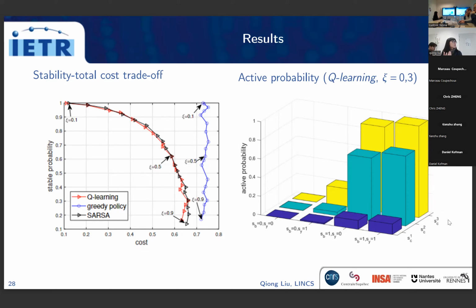So the reinforcement learning based policy tells us that if a transmitter experiences a good SNR level and the buffer is not empty, it will tend to be active with a probability of 1. If the channel is in the middle state and the buffer is not empty, the transmitter will be active with a probability of around 0.65. And if the channel is very bad and the buffer is empty, the transmitter will tend to be inactive in this state. So this is an illustration of our policy.